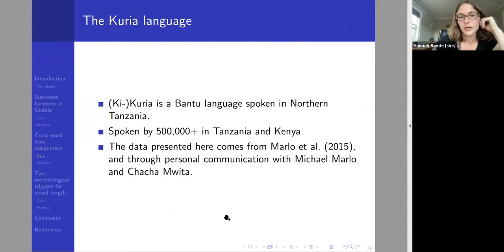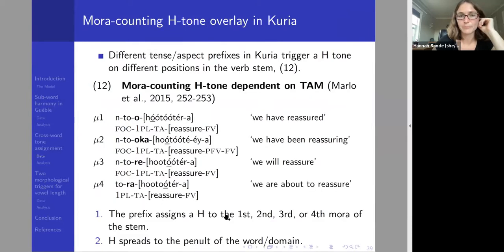So in Kuria, which is a Bantu language spoken in Tanzania, the data here comes from Marlowe et al, as well as personal communication with Michael Marlowe and Chacha Mwita, who's a Kuria speaker. In Kuria, different tense aspect contexts are associated with high tones on different positions in the verb stem. So just as before, the verb stems are in brackets. The high tone can be assigned to the first, second, third, or fourth mora of the stem, depending on the tense aspect context. And it always spreads to the penult through a regular high tone spreading process in the language.